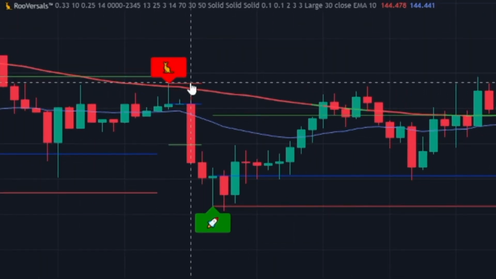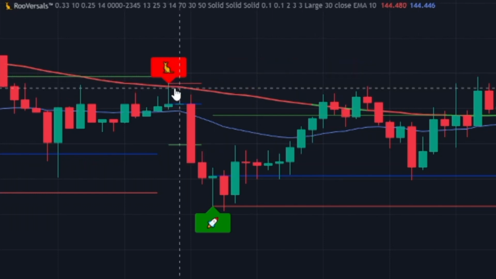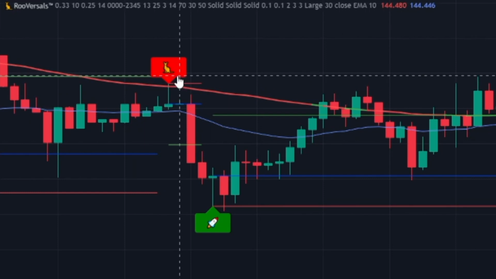Now this is kind of putting it right at the edge. I put it up just a little bit higher because you've got to account for the spread. So you don't want it to come right to the top and then come back down and hit your stop loss, because there's a little bit of a spread. So I always put it just a little bit above it.